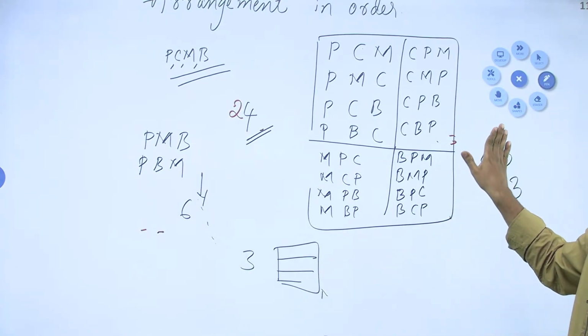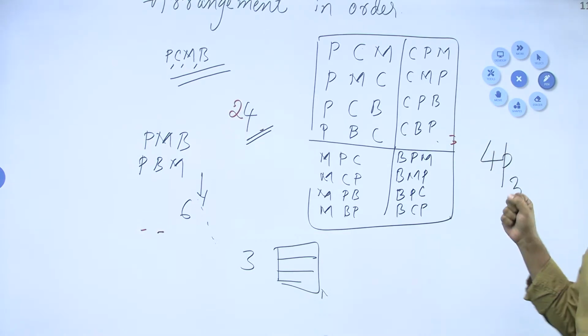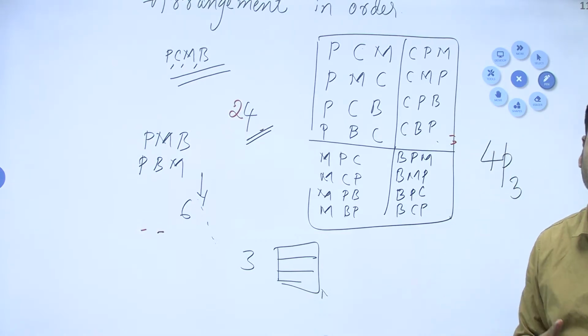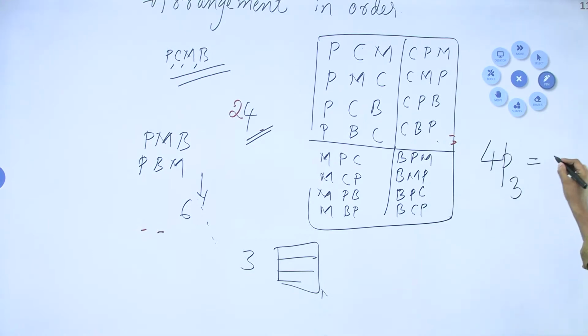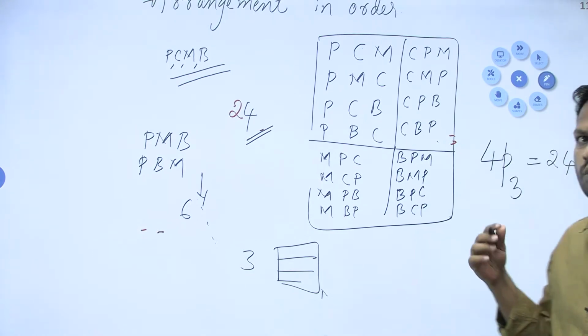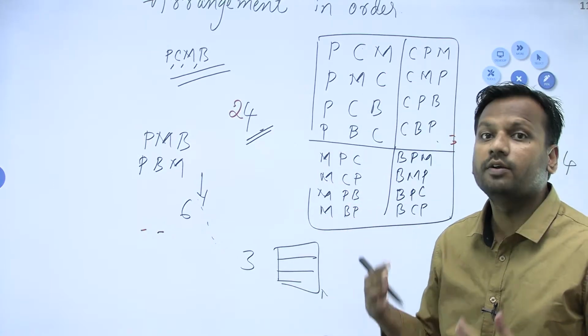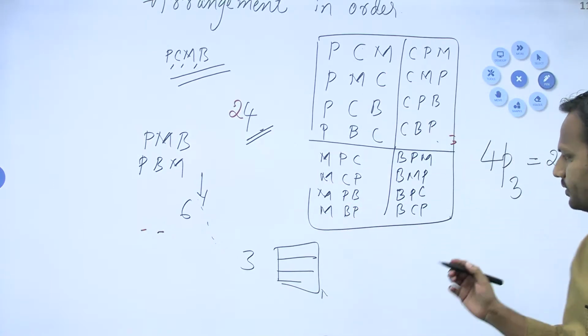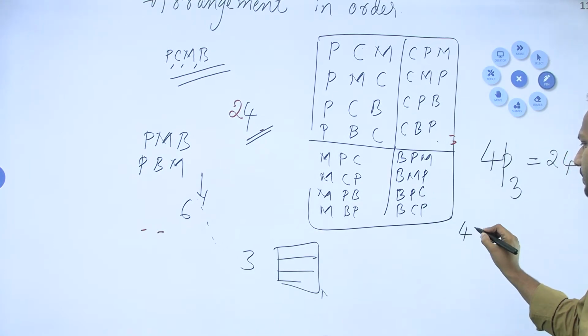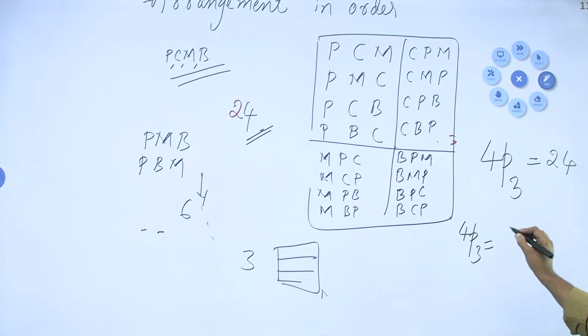From 4 different objects, we are arranging 3 objects at a time, students. So what is the value here? 24 we got. So how did we get 24? By arranging them theoretically here, but there will be a formula. What is the formula, students? The formula is given as 4 factorial divided by (4 minus 3) factorial.